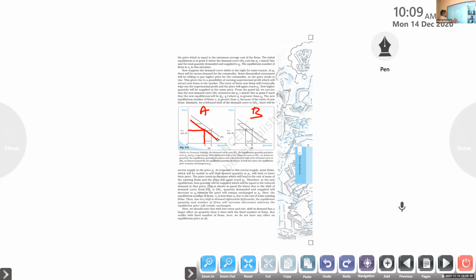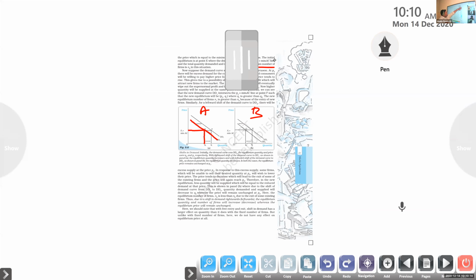Now we are going to discuss how a shift in the demand curve will make some changes in this price and quantity. The demand curve cuts the P0 minimum average cost line, and the total quantity demanded and supplied is Q0. The equilibrium number of firms is N0 in this situation. We don't know the actual number here.